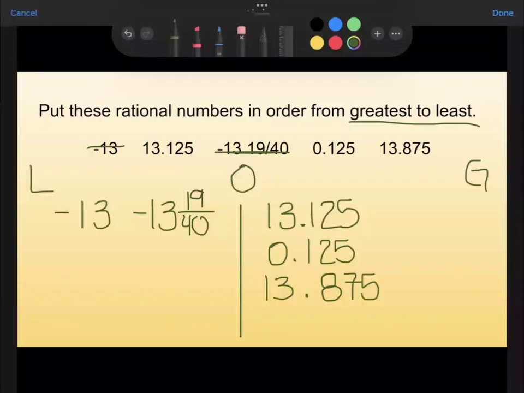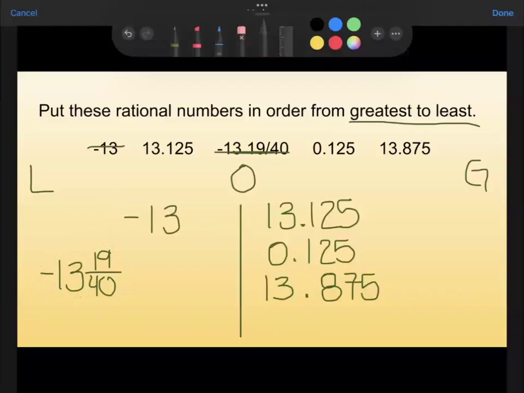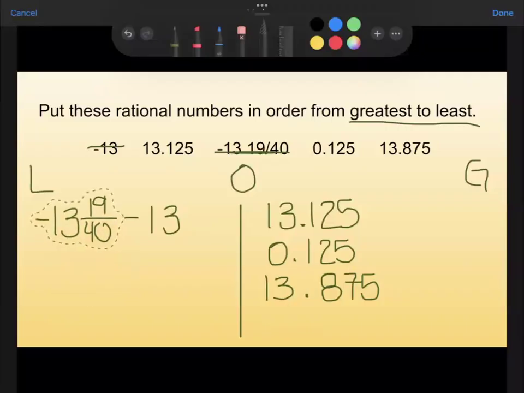Again, when you're comparing two negatives, the one that is smaller is the one that is further away from 0. Both of these have negative 13s in their ones place, but the second one, the negative 13 and 19/40, is another 19/40 away from 0 than the other one. The other one has no extra part. It's just negative 13. So I'm going to switch these around because this one is 19/40 farther away from 0 than this one. So I'm going to go ahead and switch those to get those in order on the negative side.